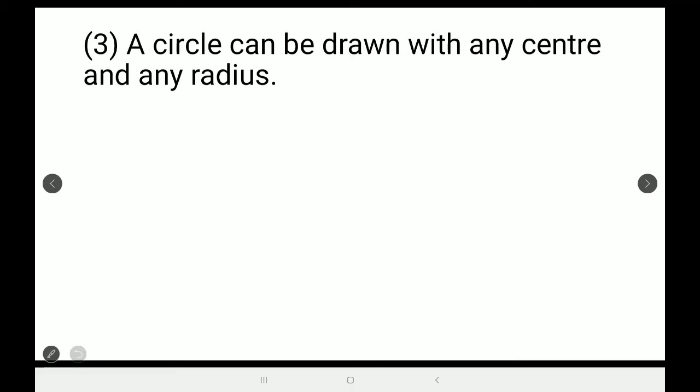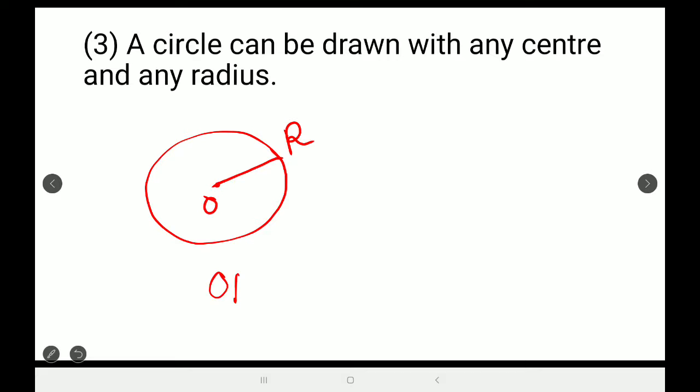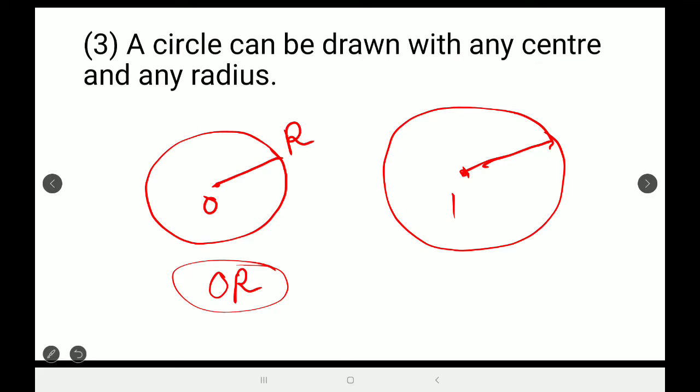Third one, a circle can be drawn with any center and any radius. In this circle, O is the center. If I draw a line like this, we can say that this is the radius of the circle, OR. Same way, if I take another point and draw another circle, the center is P and this point is Q. So PQ is the radius of this circle. So we can draw any circle with any center and any radius.